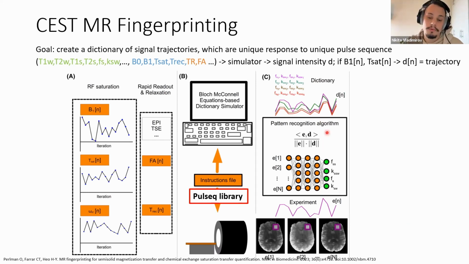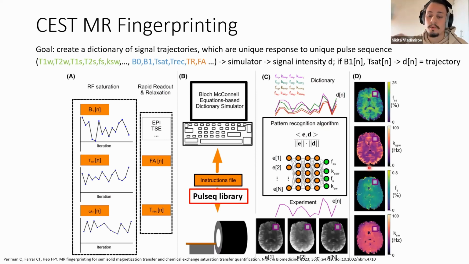This is usually performed using an algorithm like dot product matching, so just a correlation-based algorithm, or some neural networks. Performing this algorithm pixel-wise, we can obtain several quantitative maps at one time. Like here we can see the exchange rate and concentration of semi-solid macromolecules and amide. The same for the amide.